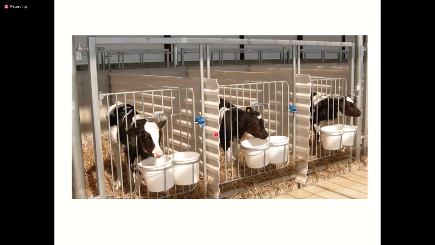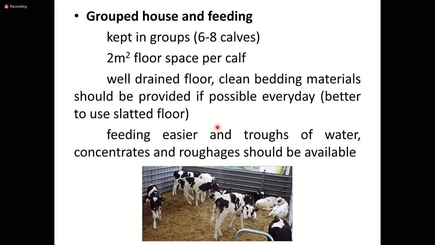Individually, so we can easily observe them for their health, growth, or any other kind of parameters, right? Other one is group housing system. So group housing systems, what we usually do is we usually keep maybe 6 to 8 animals in one particular area, right? But we have to assure they are getting a minimum floor space per animal, right? And also we should provide a very good bedding and also a well-drained soil or floor, right? We have to check for those things every day.